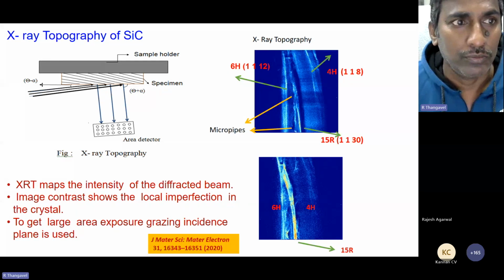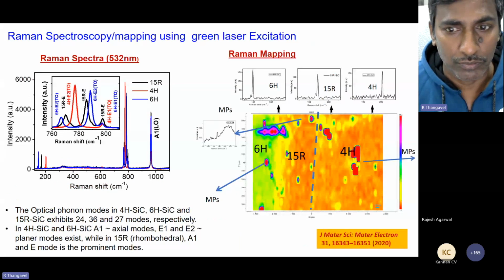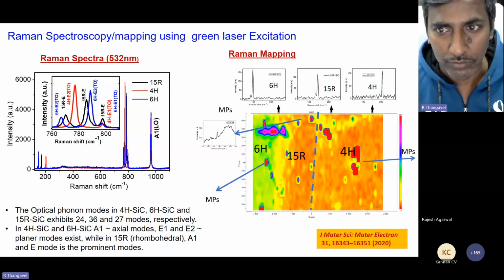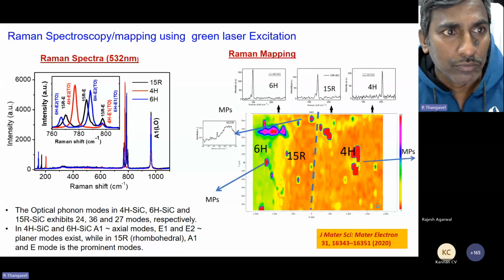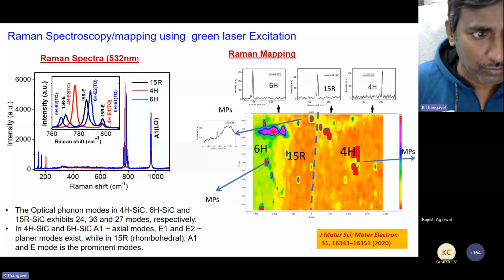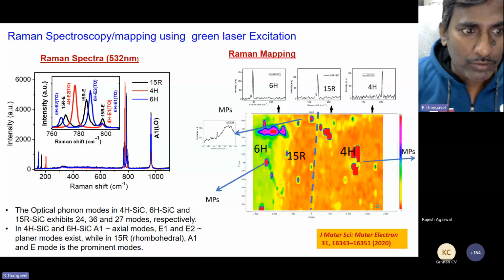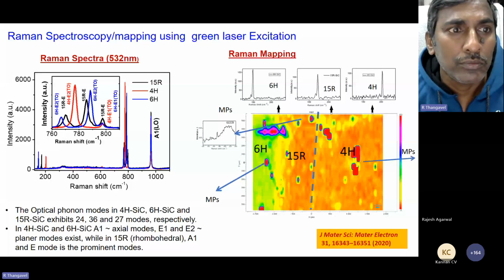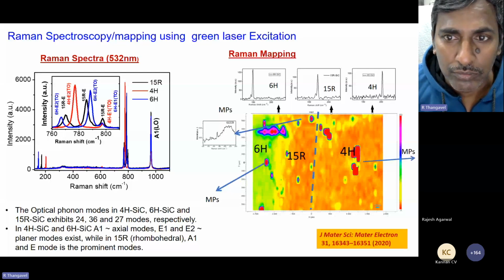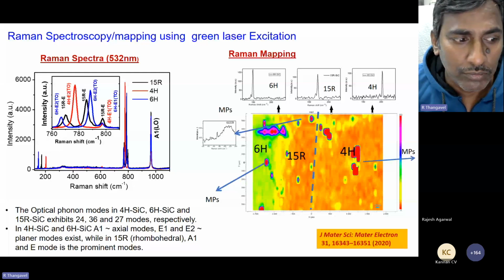Now, for further confirmation, Raman spectroscopy has also been done using laser excitation of 532 nanometers. We have identified 6H, 15R and 4H. The optical phonons of 4H SiC, 6H SiC and 15R SiC exhibit 24, 26 and 27 modes respectively. In 4H SiC and 6H, A1 is the axial mode and E1, E2 are the planar modes, while in 15R the A1 and E modes are prominent. In the Raman spectroscopy, several red spots have also been identified. These spots show that multiple micropipes are present in the crystal.